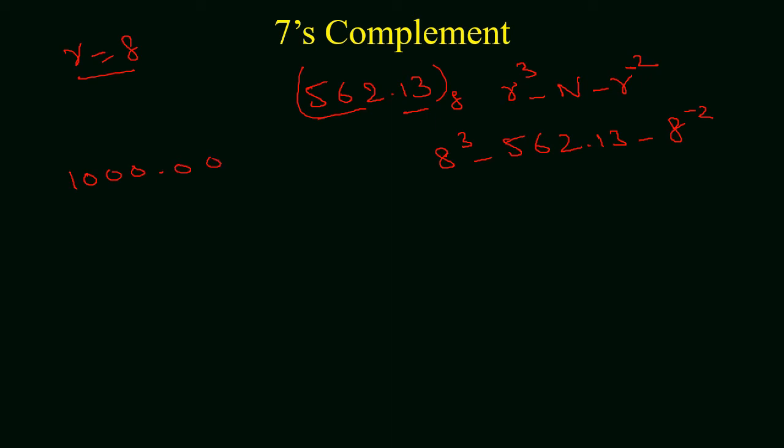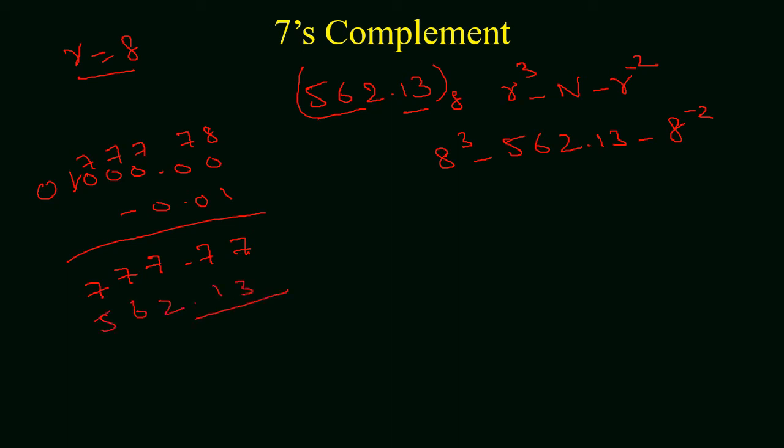Now solving, which will be 1 with 3 zeros minus 0.01. Here we will have 8, 7, 7, 7, 7, and this will be 0. Solving this will give us 777.77. Now subtracting 562.13, we will have 215.64. So 215.64 is the 7's complement of 562.13.